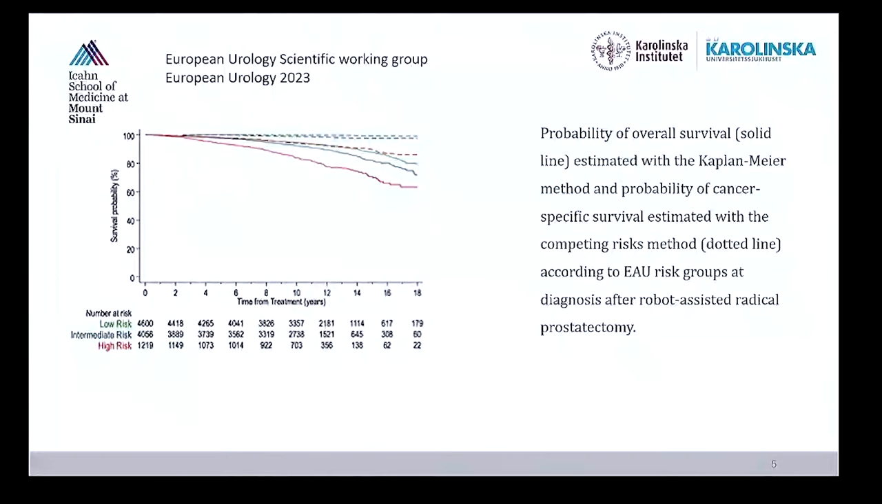So this is from one of my projects. I'm the chairman of a European scientific working group for robotic surgery. And here is the long term. This is from 8 centers. So you see up here, you see the dotted lines. They are the prostate cancer mortality. So if you have surgery, and you are low risk or intermediate risk, there is virtually no one that dies within 20 years. Very, very few patients die from prostate cancer.